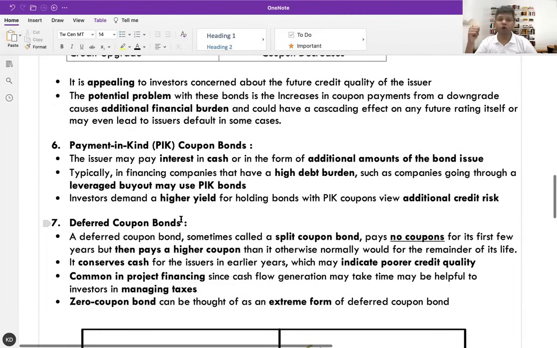Because I'm not getting my coupon and instead I'm getting more bonds. So it's like, what? The company has issued bonds to pay the existing bonds. Are you getting it? Everyone? So these are very risky bonds. They have a very high yield, but generally companies do it when they don't have a choice. So remember, any company which issues this type of bond is in deep trouble. Are you getting it?